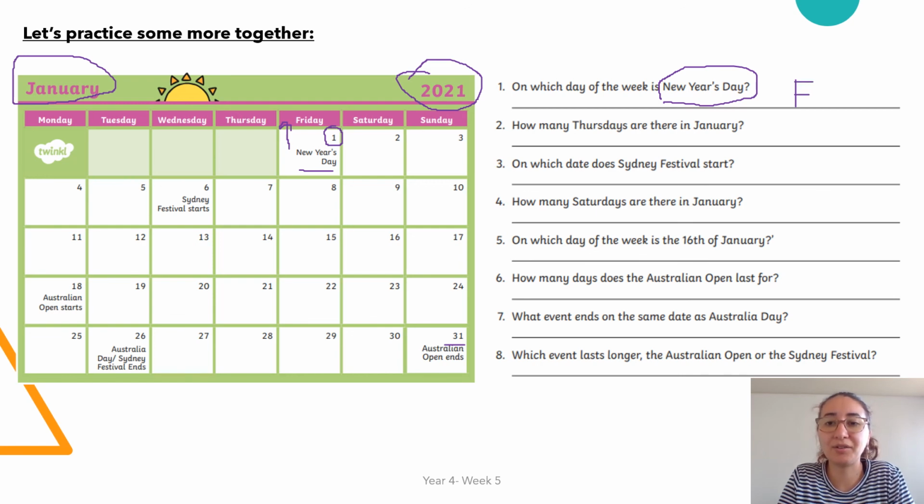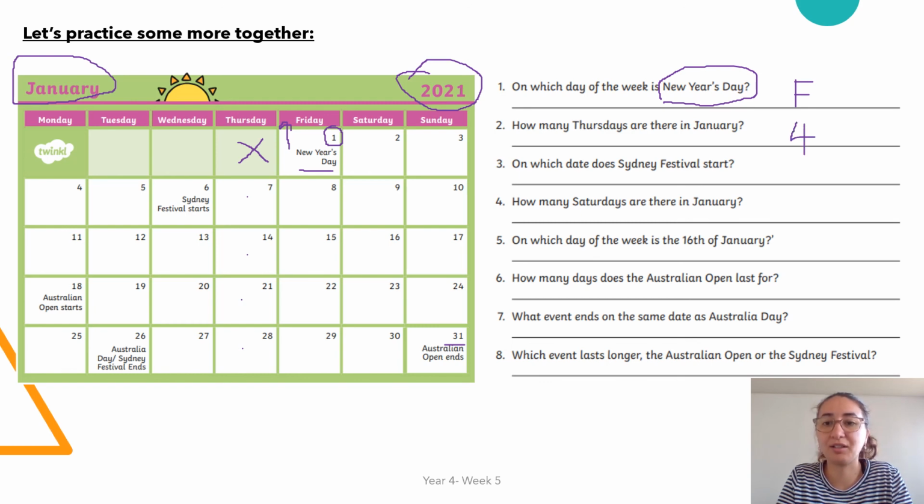Then, how many Thursdays are there in January? If we have a look here, this one, there is no January day. So we only count 1, 2, 3, and 4, going down the column. So let's put in 4.